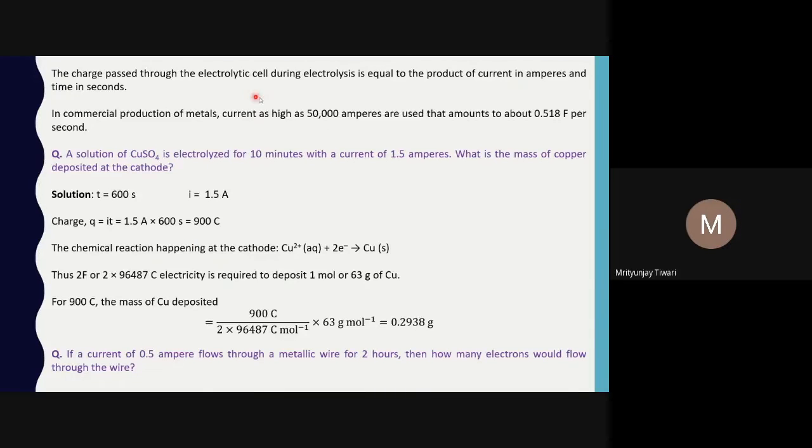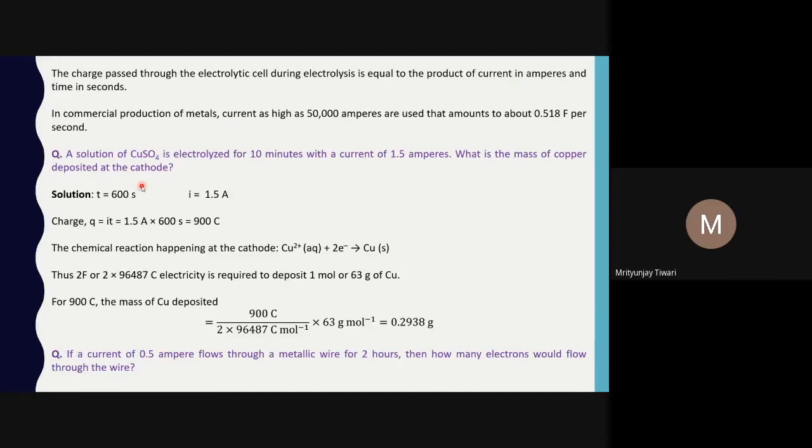The charge passed through the electrolytic cell during electrolysis is equal to the product of current in amperes and time in seconds. We know Q is equal to It, the same equation that is explained here. In the commercial production of metals, currents as high as 50,000 amperes are used, which in farads is 0.518 farad per second. So a very high current is used, particularly in the electrolysis of metals, or the commercial production of metals.